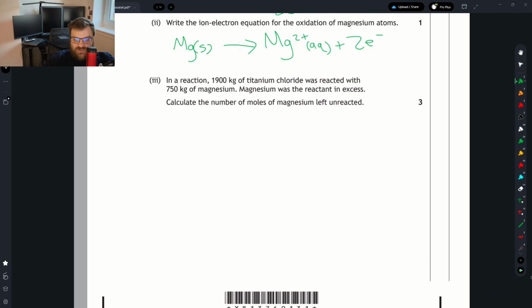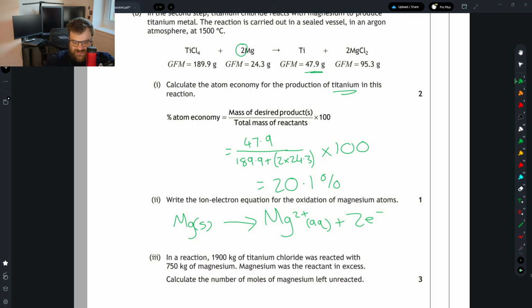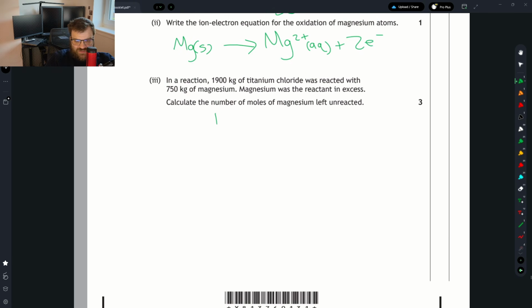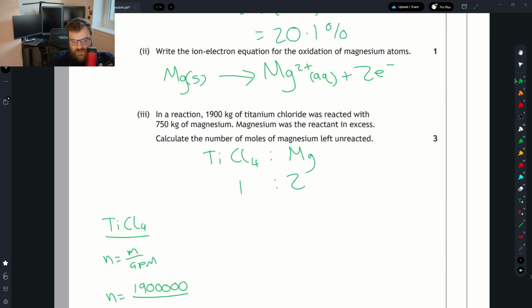Next one, we're talking about reacting two things together. And they should give us a ratio. Yes. It's a 1 to 2 ratio. So TiCl4 to Mg, a 1 to 2. Now, before we can compare them, we need to work out how many moles of each of them that we've got. So I'll do that over at the side. So n equals m over GFM. So it'll be that many grams over 189.9.